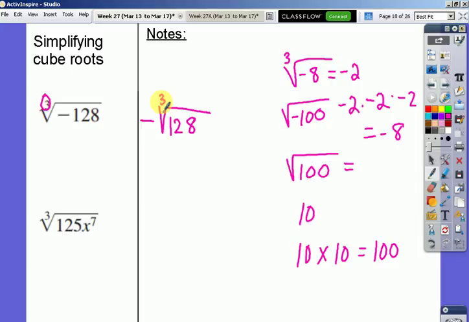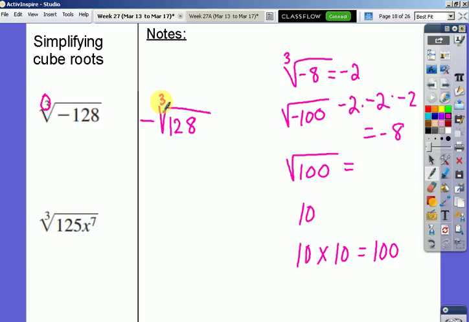No. How do you know? The sum of the digits is 11. Is 11 divisible by 3? No. Is it divisible by 4? Yes. How do you know it's divisible by 4? The last 2 digits are divisible by 4. 28. Is 28 divisible by 4? Then the whole thing is divisible by 4.